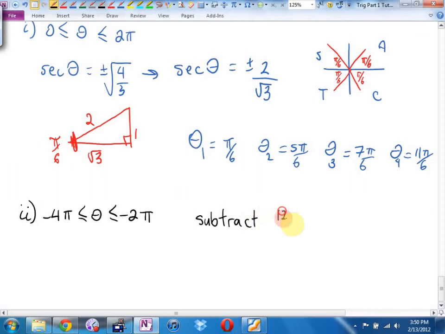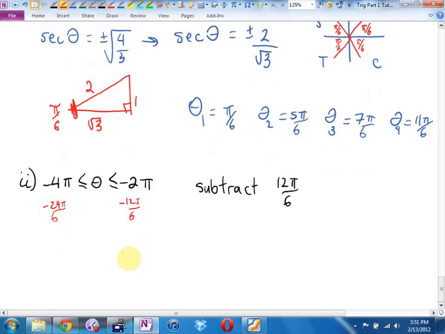So I'm going to subtract. And I'm even going to get more clever than that. Emily, underneath here, really, really small, I'm going to write that this here is actually -24 pi/6. And this here is actually -12 pi/6. Because that'll tell me when to stop. Why not make my life as easy as possible?